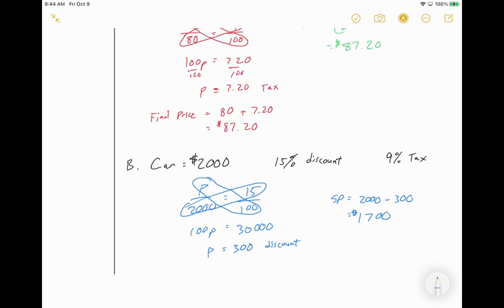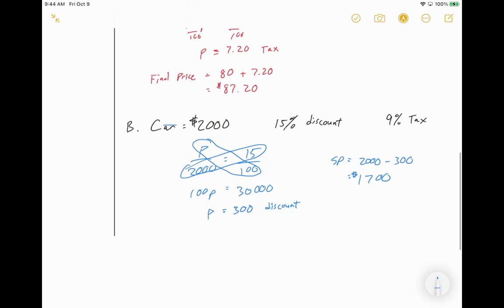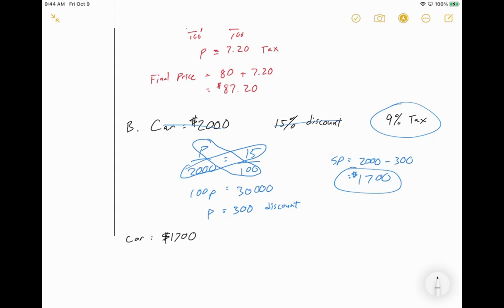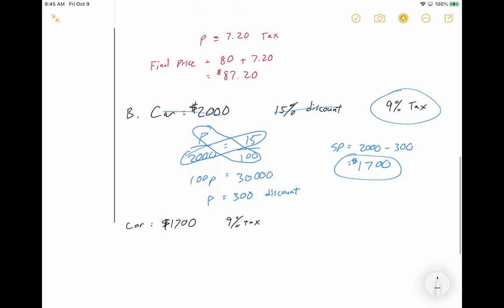Okay, so hopefully you're able to do that. That's just discount. All right, so now we have a new problem, right? So again, we don't need this car price anymore. We don't need the discount. Now we're dealing with our 1,700 and our 9% tax. All right. So I'm going to rewrite that, which is $1,700 for the car, and our tax is 9%. Okay. So here we go.